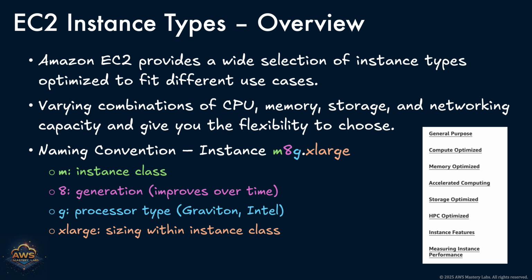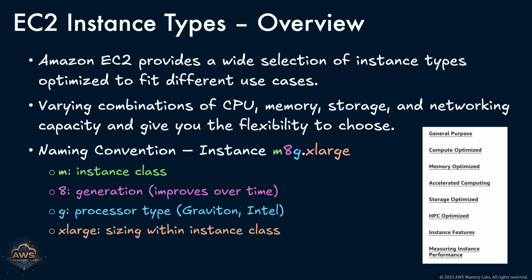For example, take an instance named m8g.xlarge. Let's break down what this name means. M, this is the instance family, or class. In this case, M stands for General Purpose Instances. 8, this indicates the generation of the instance. Newer generations generally offer better price-performance ratio.